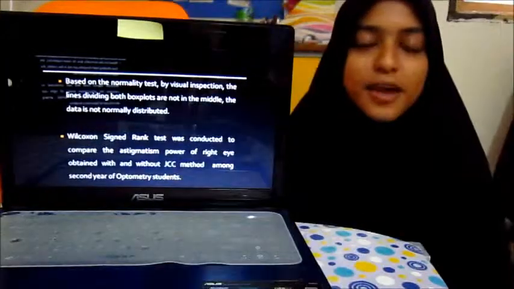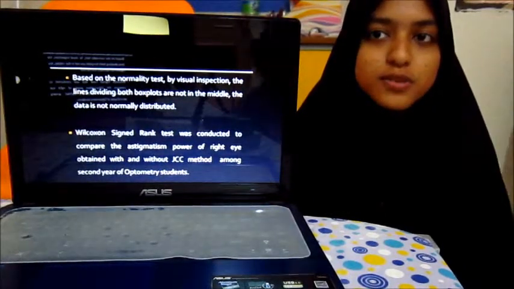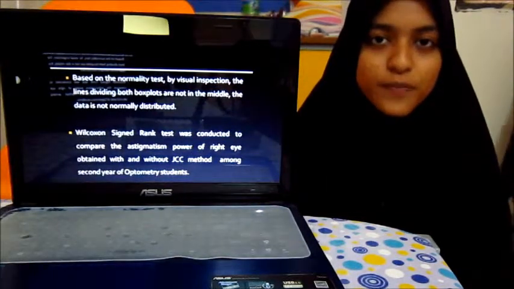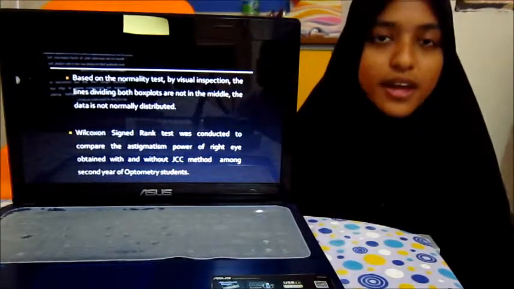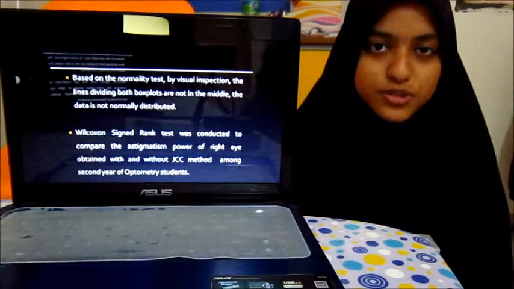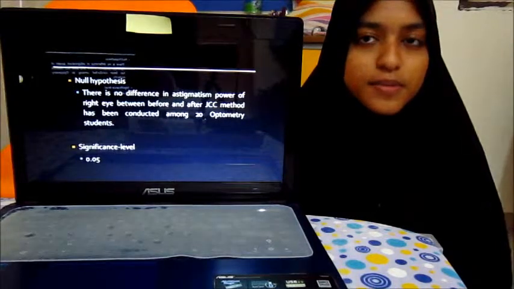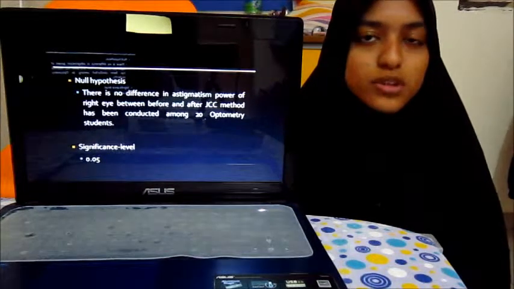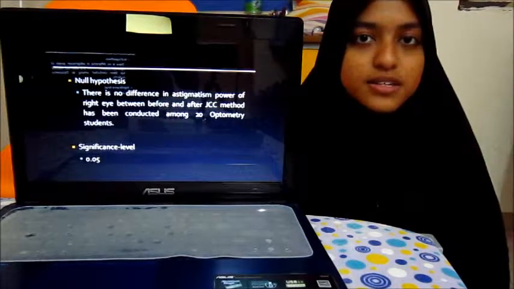Next, based on the normality test, by visual inspection, the lines dividing both box plots are not in the middle, meaning that the data is not normally distributed. So, that's why Wilcoxon signed rank test was conducted to compare the astigmatism power of right eye obtained with and without using JCC method among second year of optometry students. Our null hypothesis is there is no difference in astigmatism power of right eye between before and after JCC method has been conducted among 20 optometry students, and we choose 0.05 as our significance level.